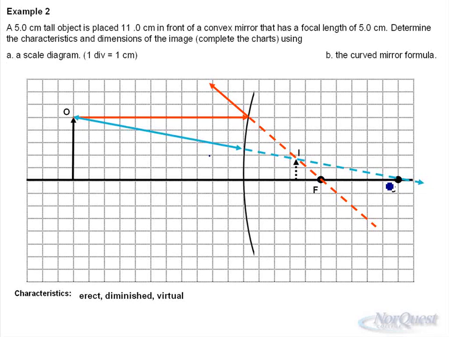We can count out the distances for this to try to find our different distances and heights. If you count this out, it's 1, 2, 3, about 3.5 centimeters behind the mirror. Its height is about 1.7, 1.8. So we can label that on our diagram.